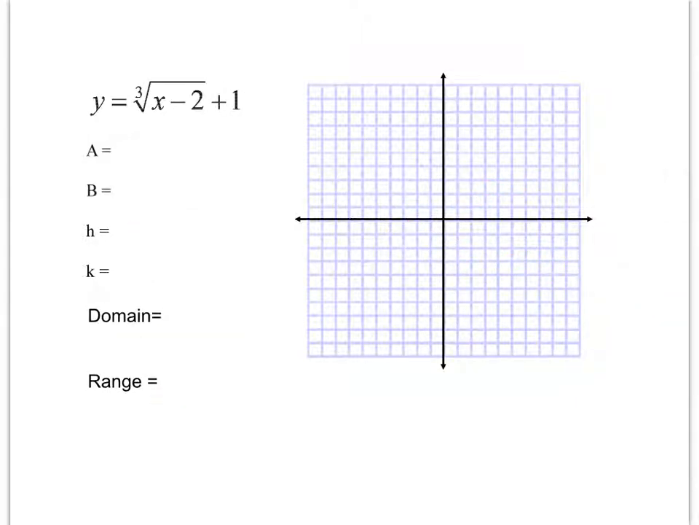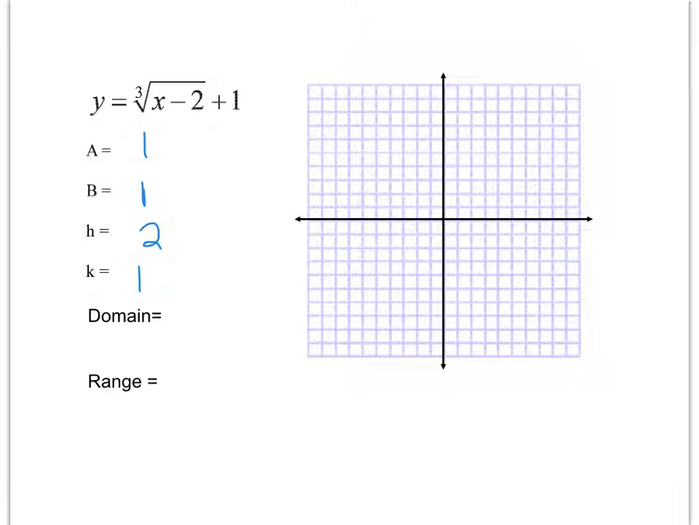Okay, let's look at this guy right here. Y equals the third root of x minus 2, plus 1. Before we even do this, let's write down the A, B, the H, and the K. A is, you guys are telling me, 1. Very good. B, of course, is also 1 right now. H is +2. K is +1. I hope you all got that as quickly as I did looking at that graph.